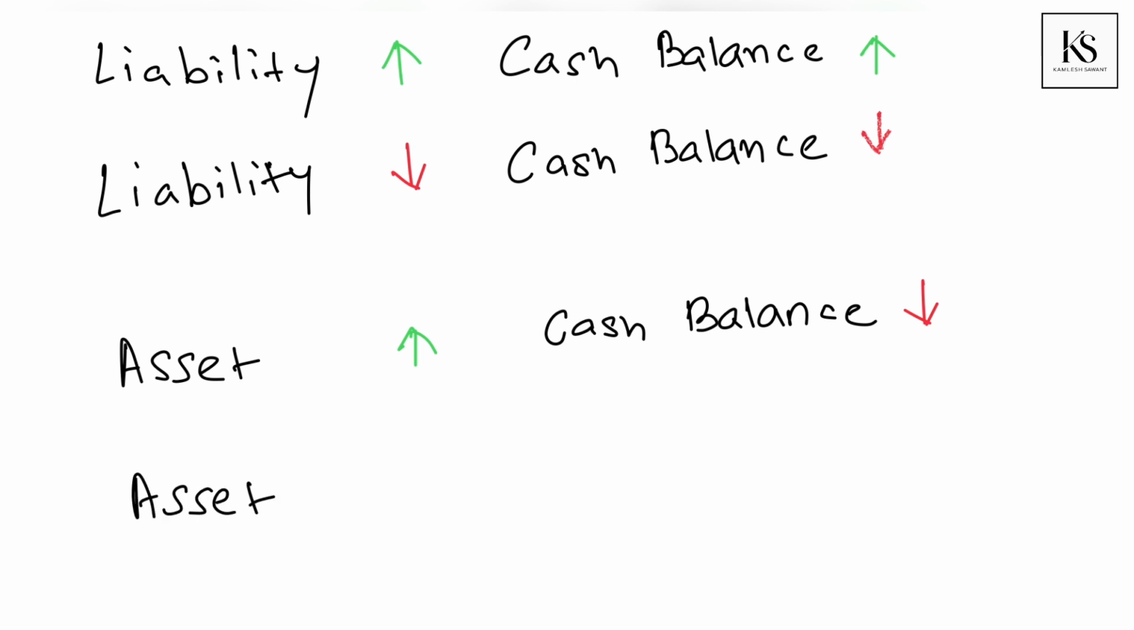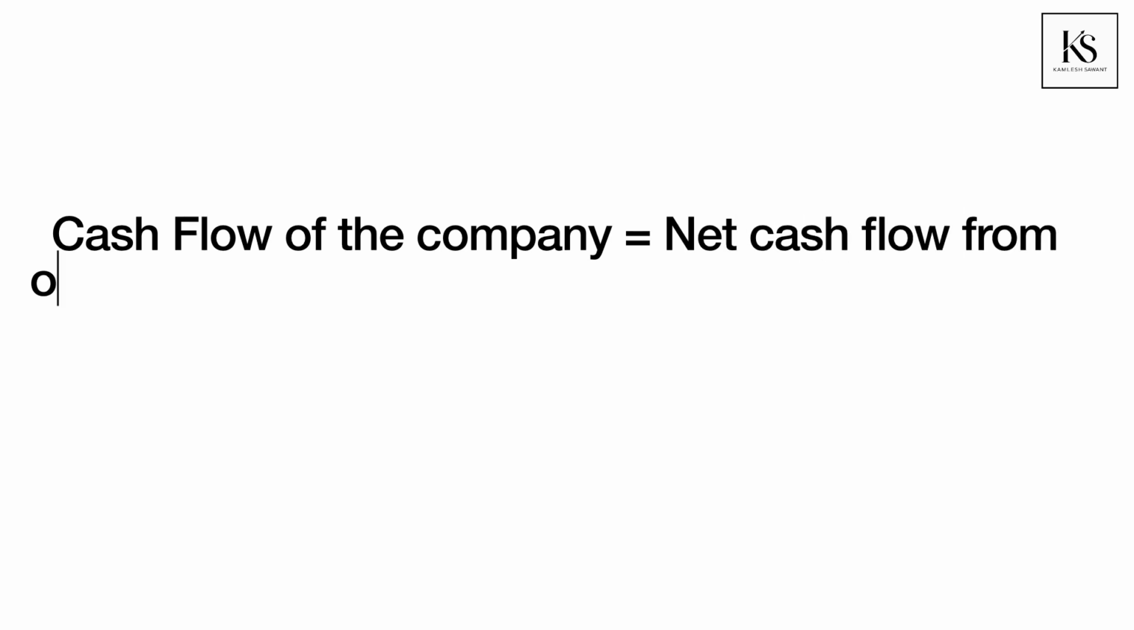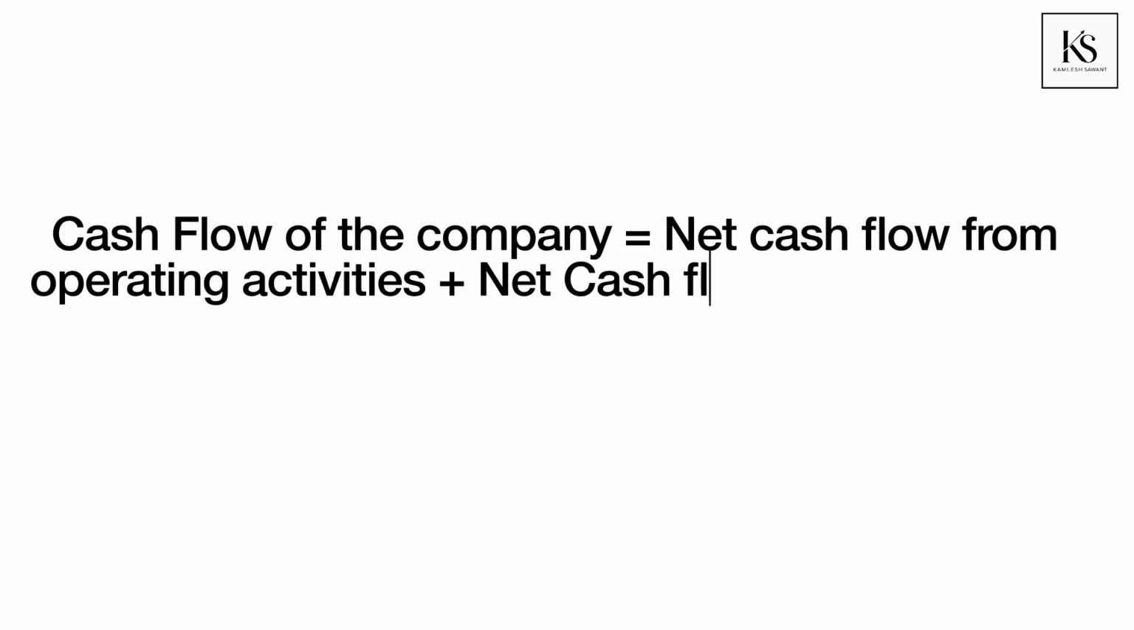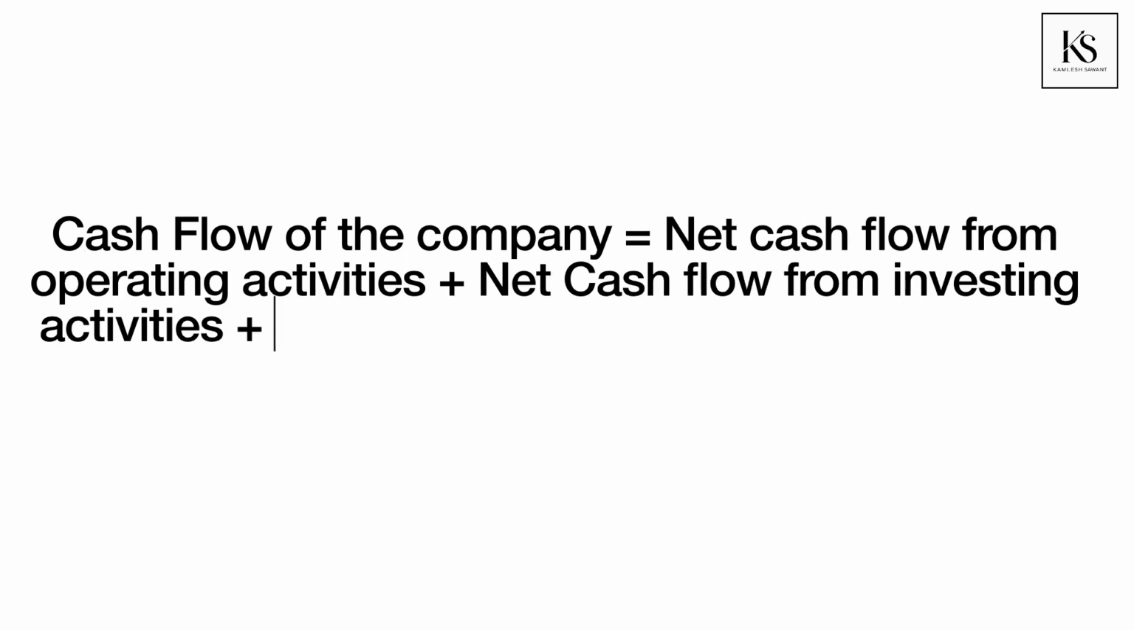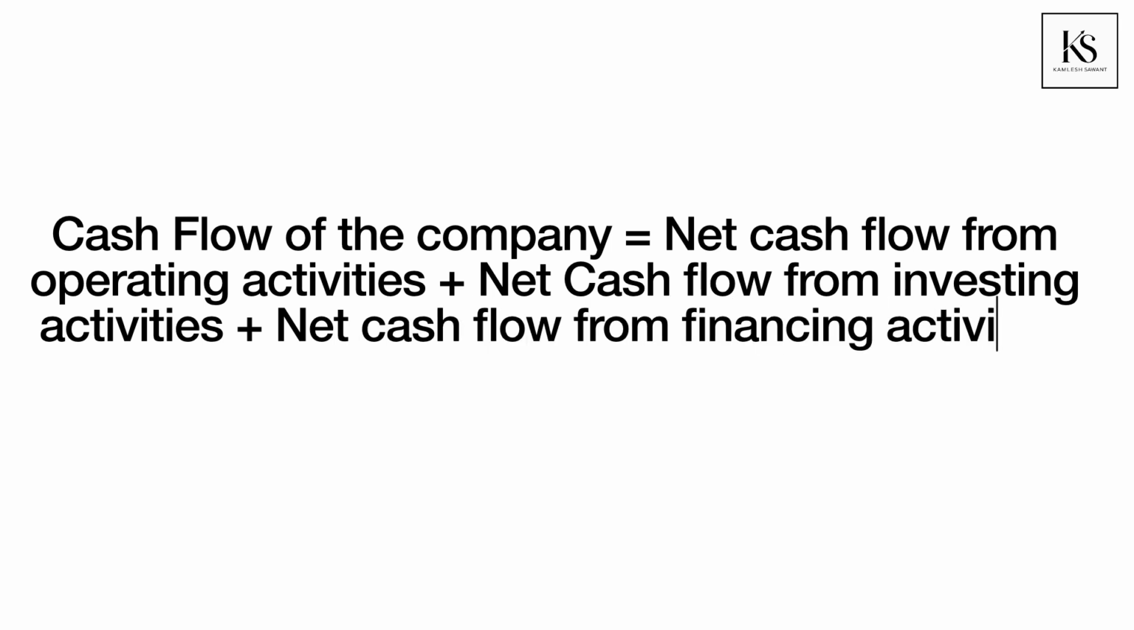Also, extending this further, you will realize that each activity of the company, be it operating activity, financing activity, or investing activity, either produces cash or reduces the cash for the company. Hence, the total cash flow for the company will be: cash flow of the company is equal to net cash flow from operating activities plus net cash flow from investing activities plus net cash flow from financing activities.